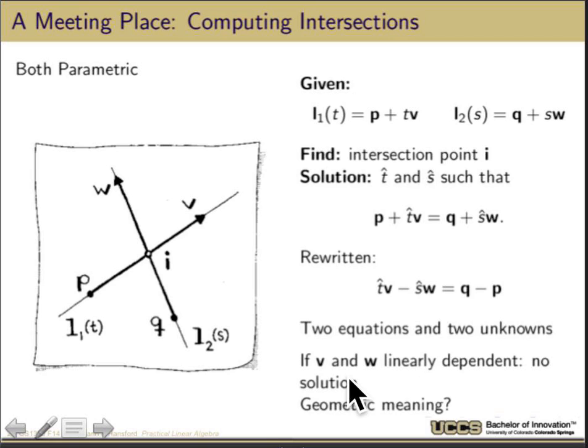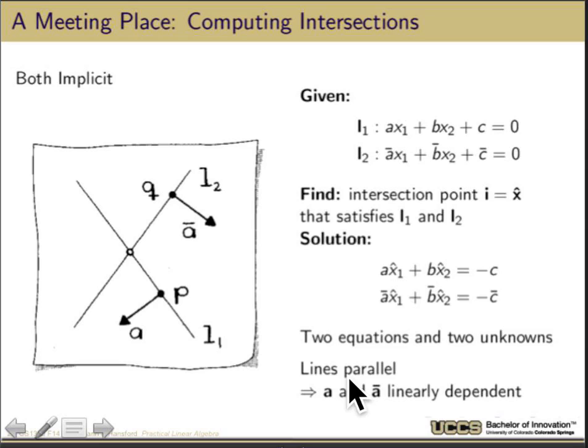So if v and w are linearly independent, this 2 by 2 set of equations will have a solution. What does it mean if v and w are linearly dependent? V and w are the vectors. Well, if they're linearly dependent, then we've already seen that they point in the same direction, which means the lines are parallel. So you can't find the point of intersection of two parallel lines.